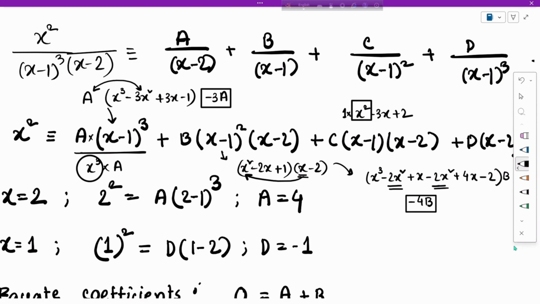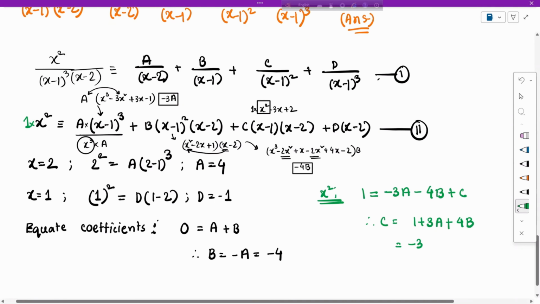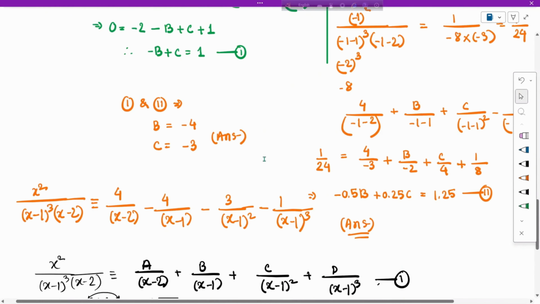If we now equate the coefficients of x square, there is an x squared here, so it's going to be 1. So 1 is equal to negative thrice a, negative 4b, plus c. So the value of c is going to be 1 plus thrice a, plus 4b. So the value of c is going to be negative 3, which is the value that we got using the cover-up rule. Here it is, this is the value of negative 3.